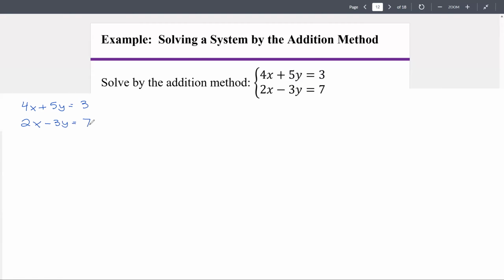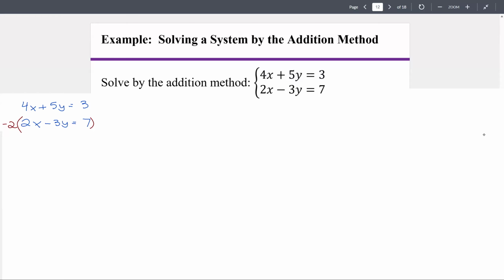equals 7. So what we're going to do is multiply either one or both of these equations by something so that these coefficients out front will eliminate. So either we can try to eliminate x or we can try to eliminate y. If you notice here, I've got a 4x and a 2x. So if I take the bottom equation and multiply the whole thing by -2, it's going to be the same equation because both sides get multiplied by that -2.